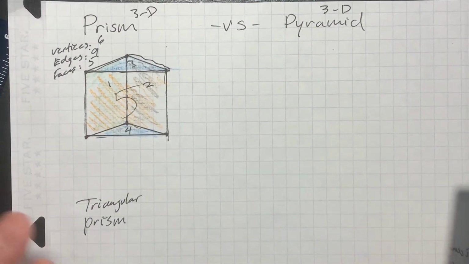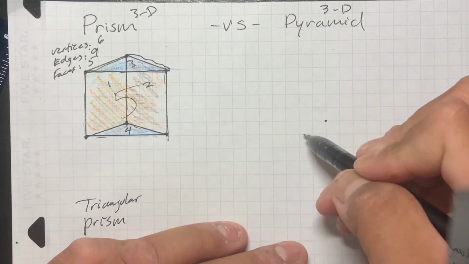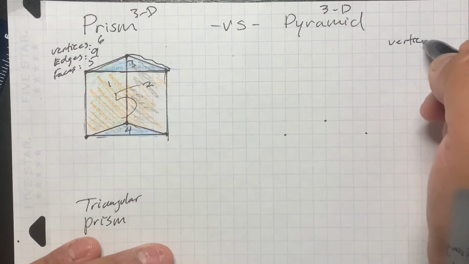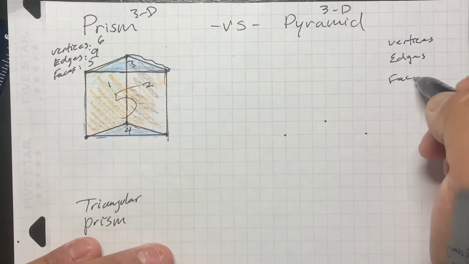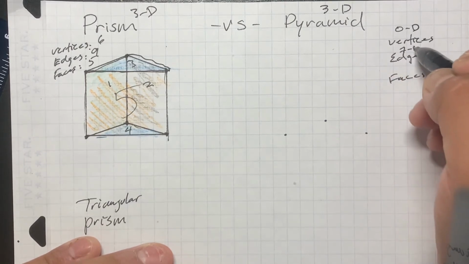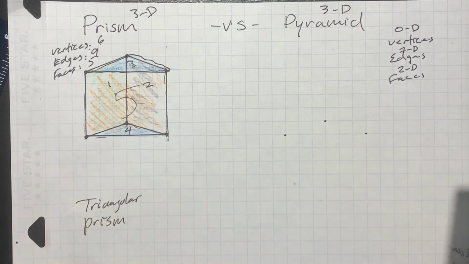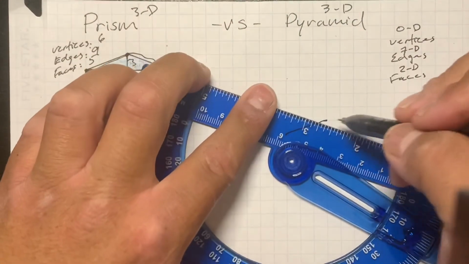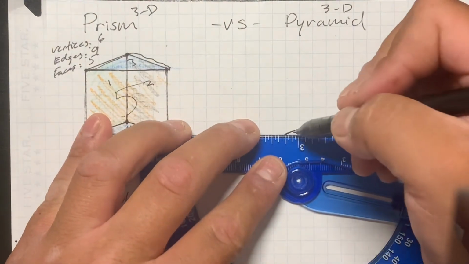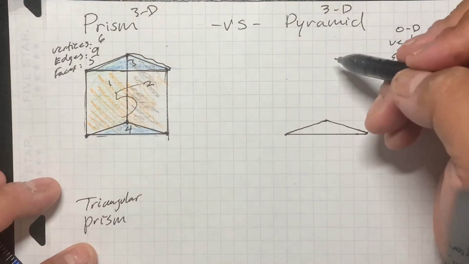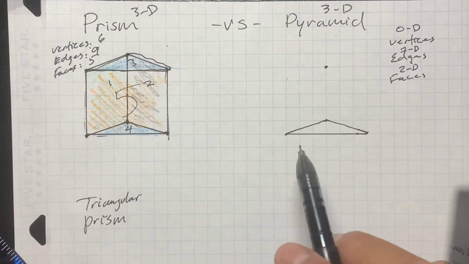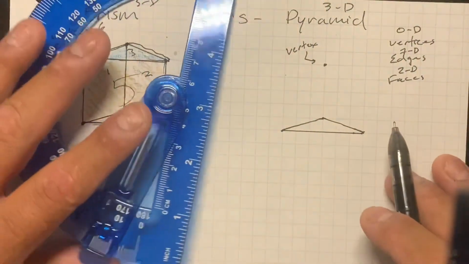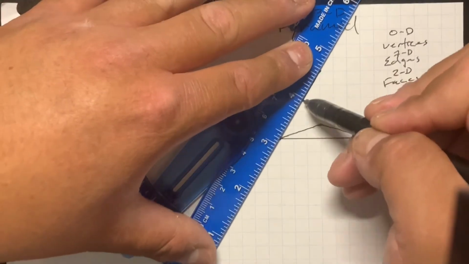All right, now let's look at the pyramid here. Now a pyramid, again, we're going to make a triangular pyramid here. So far I have 3 vertices. Vertices, edges, and faces. Now again, this is 0-dimensional, this is 1-dimensional, and this is 2-dimensional. Okay, so let me connect these real quick. So we have 1 edge, 2 edges, 3 edges. Now the difference between a prism and a pyramid is that we only have 1 vertex up top. And all these points here, all these vertices, they have these line segments that meet up with just that 1 vertex.